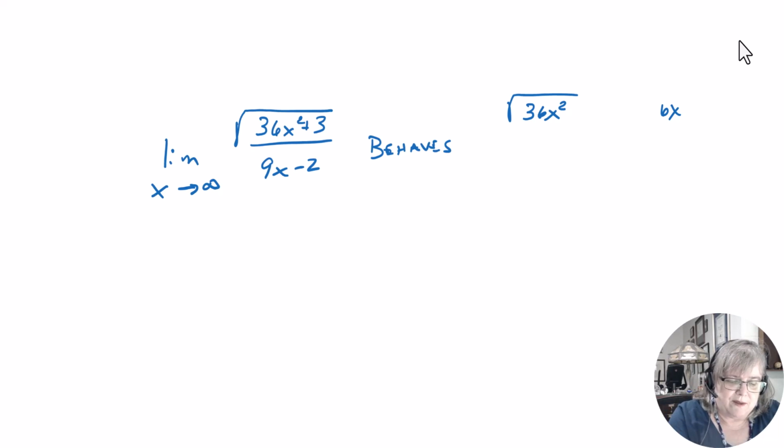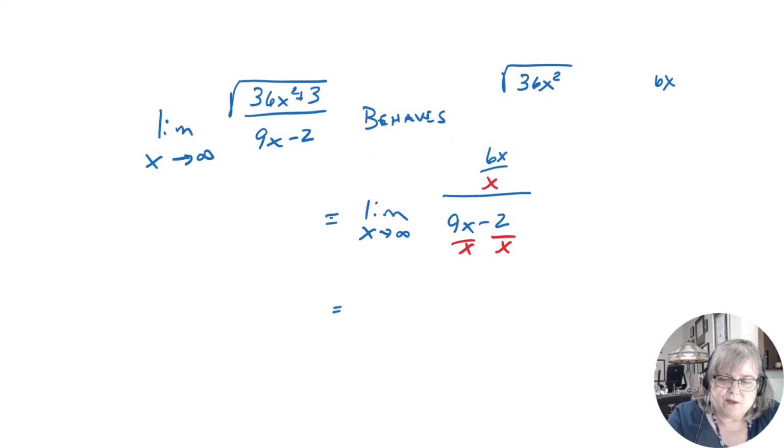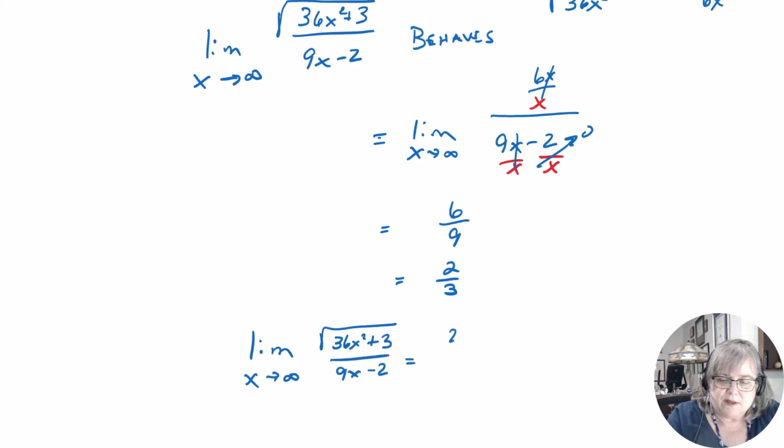So what we've got is we're going to treat this as if it's the limit as x goes to infinity of 6x over 9x minus 2. Now the biggest variable term that's in the denominator is an x variable. So we are going to divide everything top and bottom by that. So this is going to go to 0. The two x's are going to cancel, these two x's are going to cancel, and you have 6 over 9, which is 2/3. So the limit as x goes to infinity of the square root of 36x squared plus 3 over 9x minus 2 is 2/3.